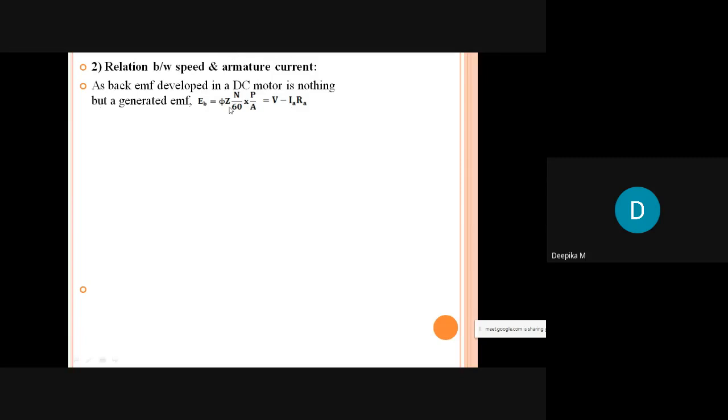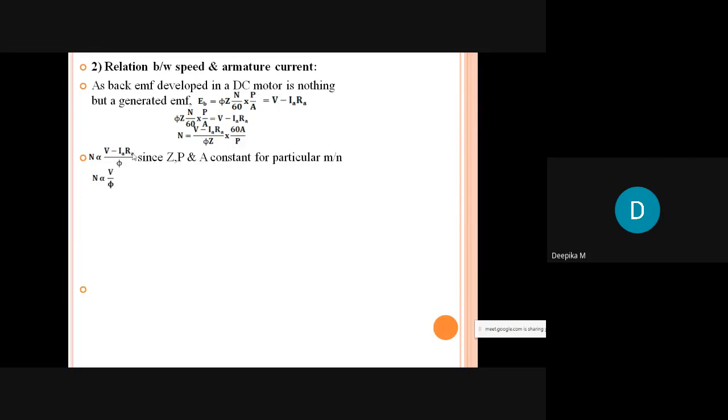Now let us equate these two equations. When I equate these two equations, let us resolve for the speed N, because it is a speed and armature current characteristic. So now I'll take out only N, and the remaining terms are transferred to the RHS side. Hence we have this equation. And we know that for a particular machine, the number of parallel paths, number of poles, and the number of conductors are constant. So then how can I write? N is directly proportional to V minus I_a into R_a divided by phi, because for a particular machine, all these terms are constant.